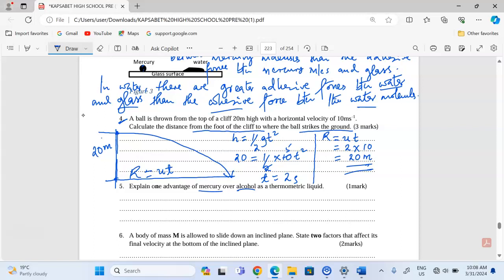It can also be noted that mercury has a wider temperature range than alcohol, among other advantages.